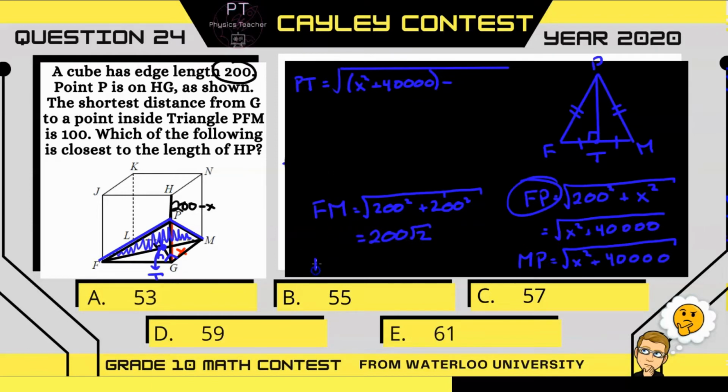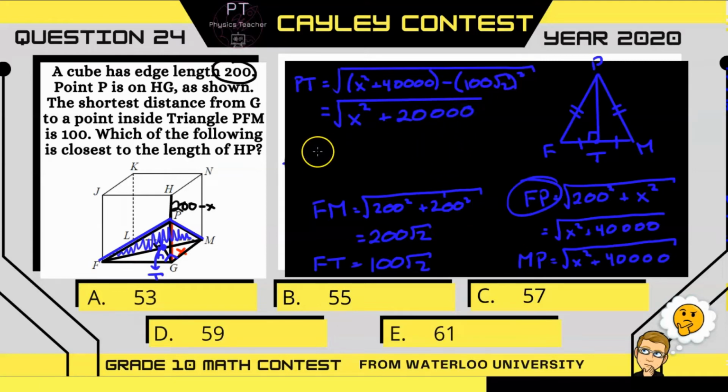So we know FM, so FT is going to be half of that, which is going to be 100 root 2. So we have 100 root 2 squared. Alright, so 100 root 2 squared is going to be 20,000, and so 40,000 minus 20,000 is just 20,000, and we're left with the length of PT as the square root of x squared plus 20,000.